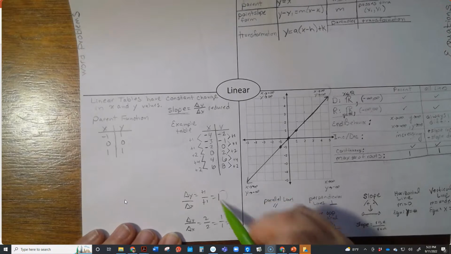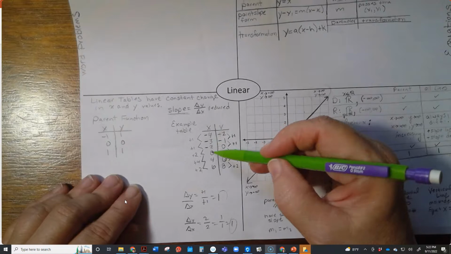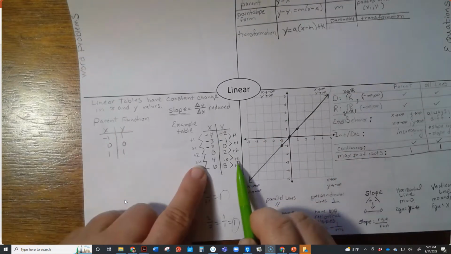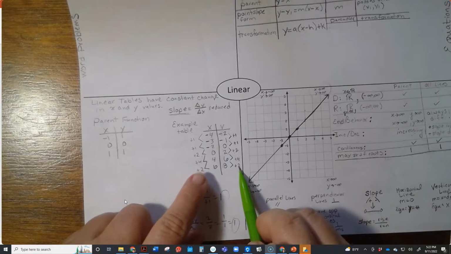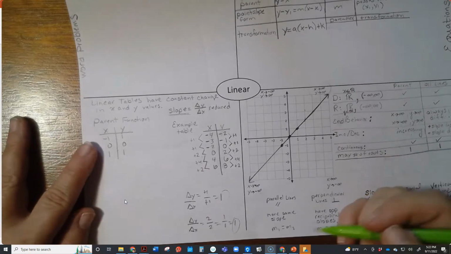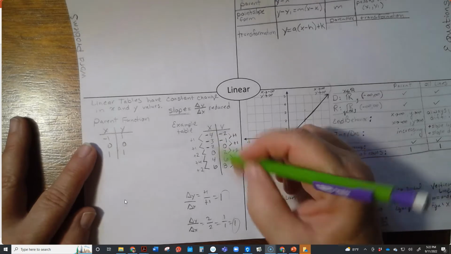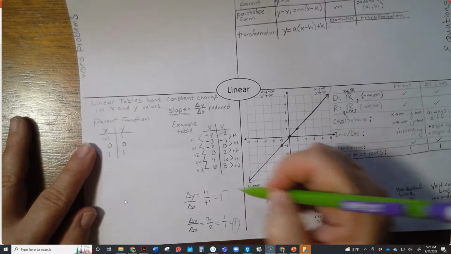It's still the exact same number as it was when I was going from one point to the next point to the next point. Same thing is going to be true when I go here to the 4. There was a change of 4 right here. There was a change of 4 right there. 4 over 4 reduces down to 1. 2 over 2 reduces down to 1. So I can see the constant change even if I skip around on my table. So that's how you use a table to find your slope.